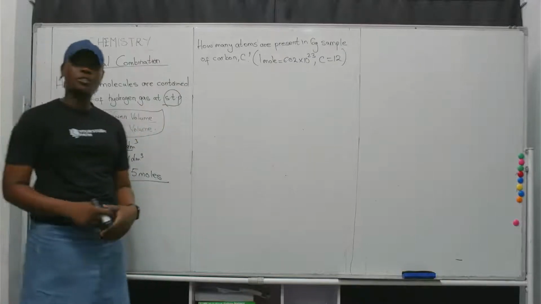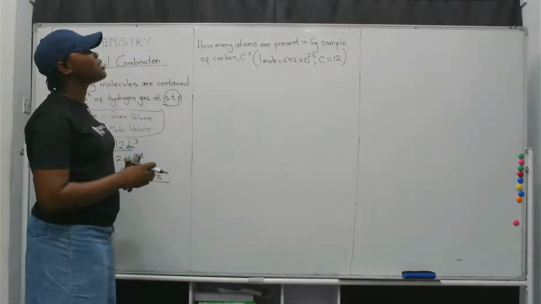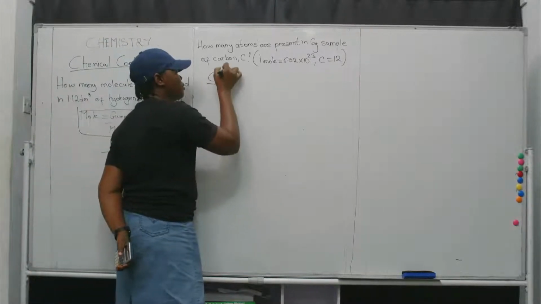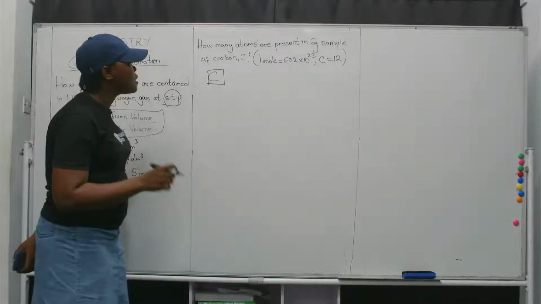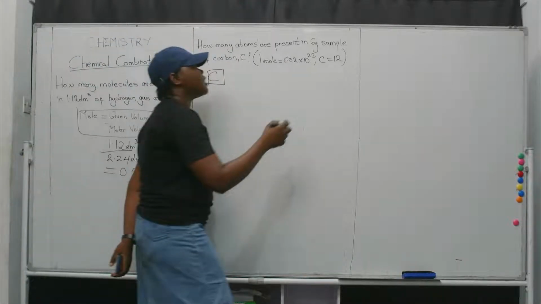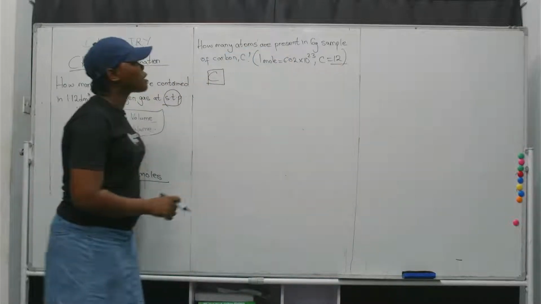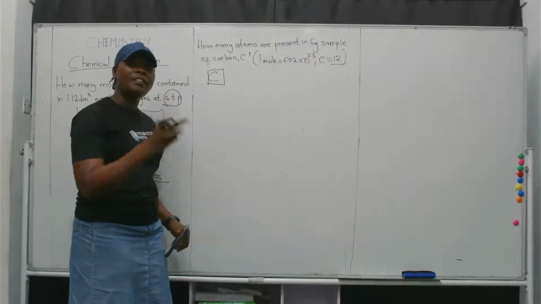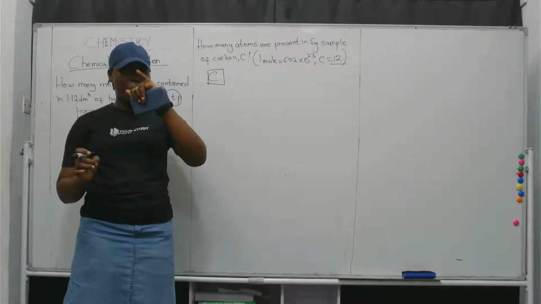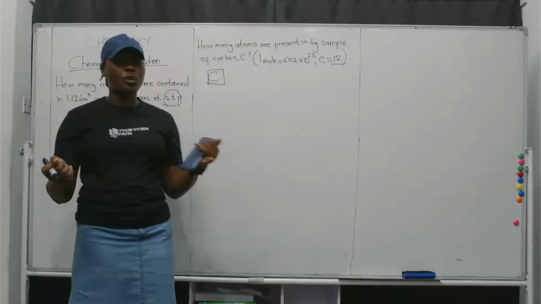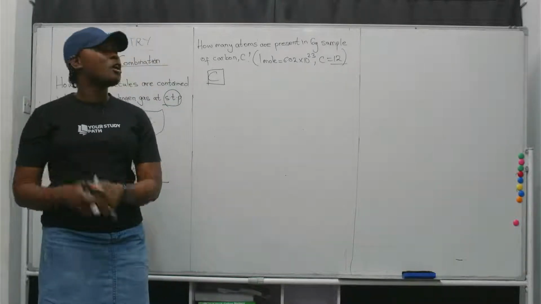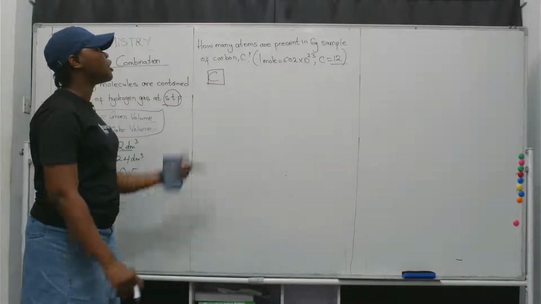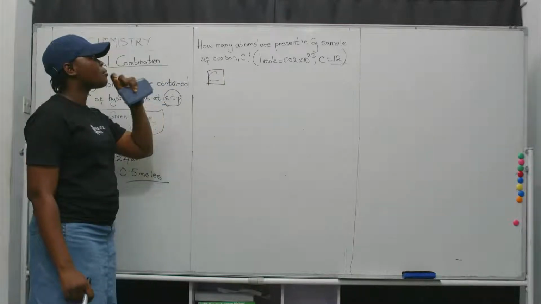Let's consider the next question. How many atoms are present in a 6-gram sample of carbon? The chemical formula of carbon is C. The atomic mass of carbon is 12. Carbon is the sixth element on the periodic table: hydrogen, helium, lithium, beryllium, boron, carbon. So its atomic number definitely will be 6, but its atomic mass is 12. So back to the question: how many atoms are present in a 6-gram sample of carbon?